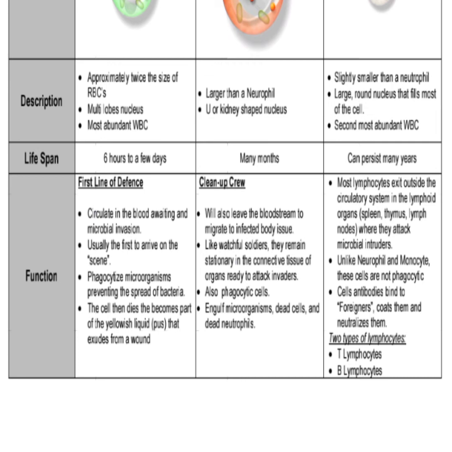Function. Neutrophils are the first line of defense. They circulate in the blood awaiting microbial invasion. Usually the first to arrive on the scene, they phagocytize microorganisms, preventing the spread of bacteria. The cell then dies and becomes part of the yellowish liquid pus that exudes from a wound.